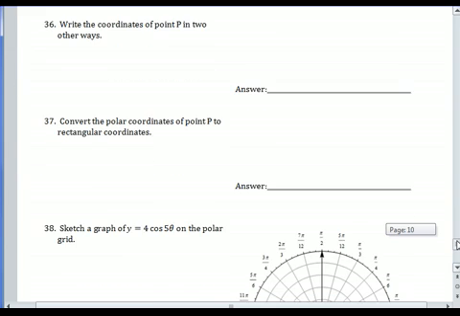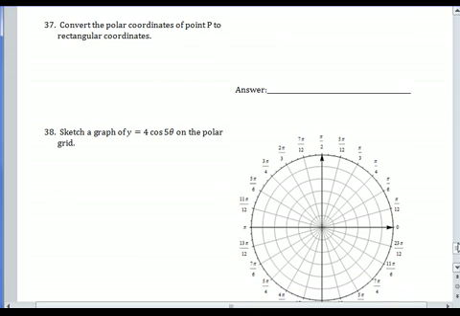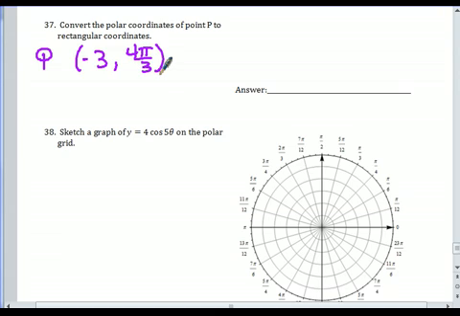All right, so we've answered 36. Let's move to 37. It asks us to convert the polar coordinates of point P to rectangular coordinates. So point P was -3, 4 pi over 3. If you're using your polar coordinate foldable, you can see that to convert to rectangular coordinates, I want an x and a y.